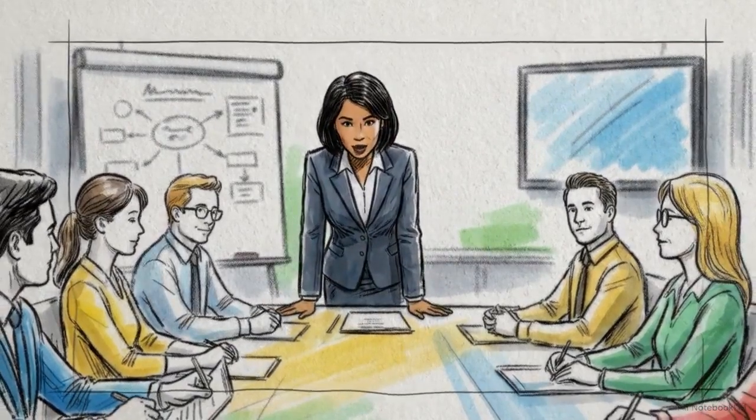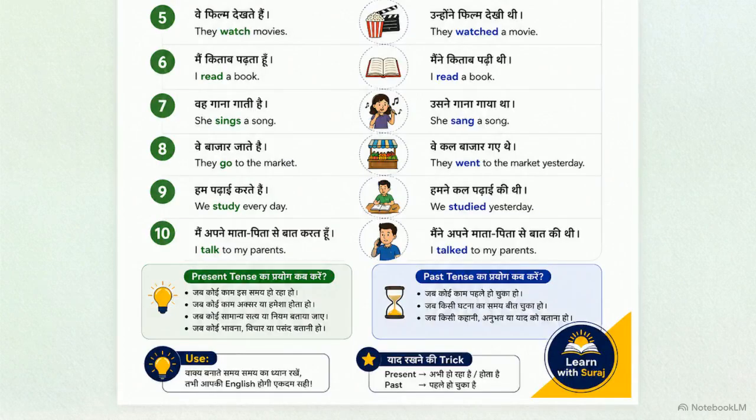Let's finish your list with daily errands and communication. Row 9 shows a critical spelling rule. When converting the present tense study into the past tense, drop the letter Y entirely, replace it with an I, and add ed to form studied. Finally, in row 10, we see the standard ed rule applied again. The present habit of talking to your parents, talk, cleanly becomes talked.